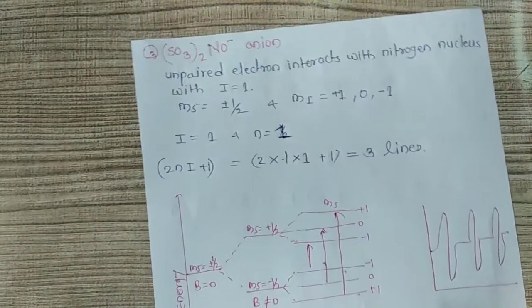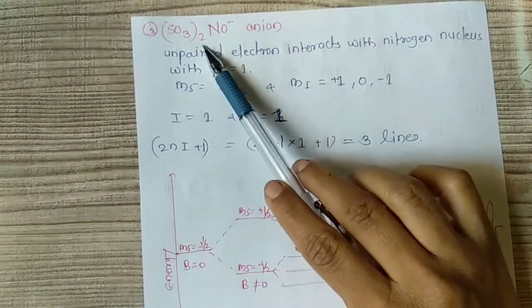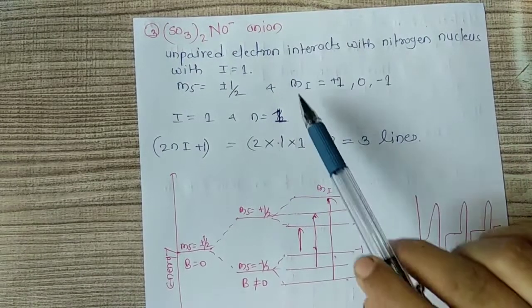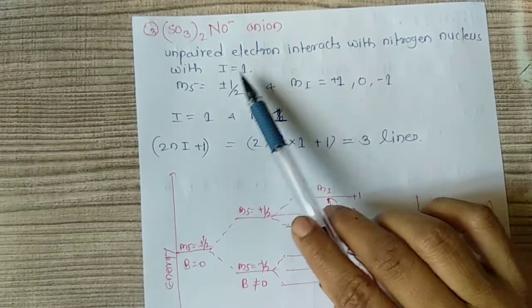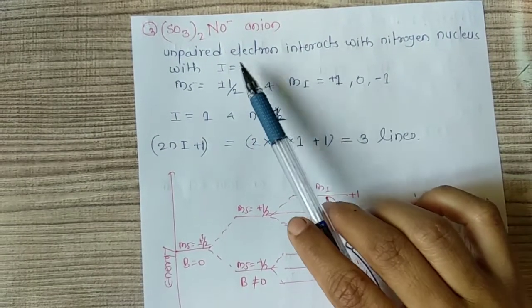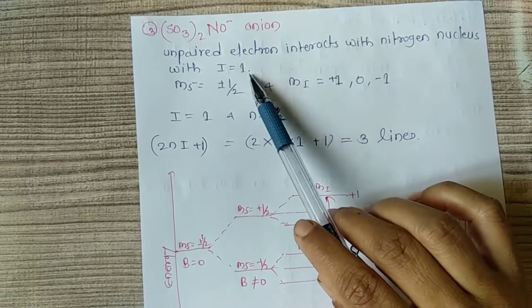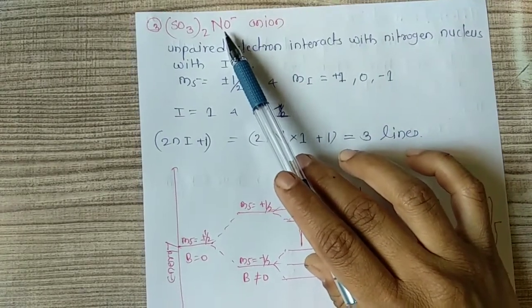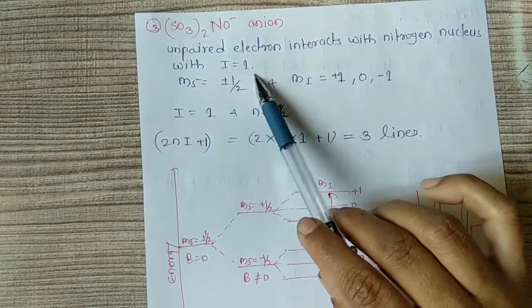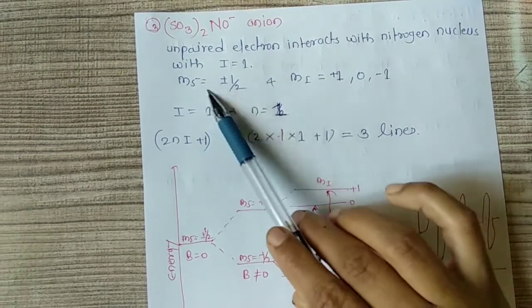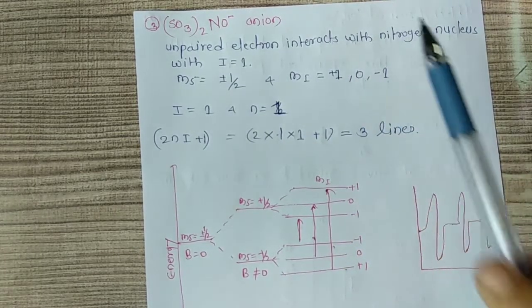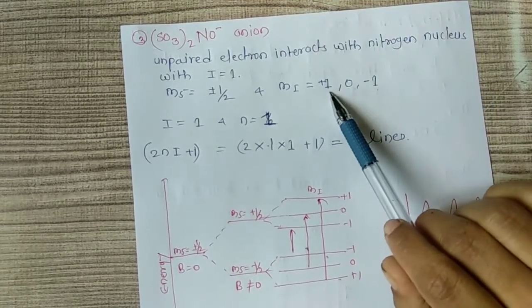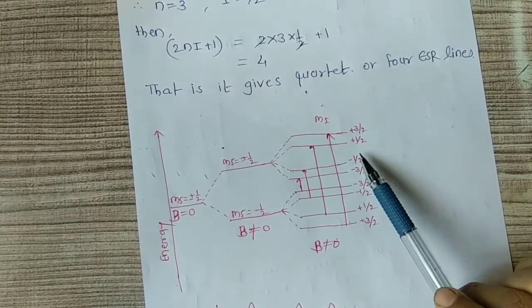The next example of the hyperfine structure is the SO3 2- NO minus anion. The unpaired electron interacts with the nitrogen nucleus with I is equal to 1. Here the spin for nitrogen is 1. Which is the active radical here, and which atom? Nitrogen, and its spin is 1, and Ms is equal to plus minus half and MI is equal to plus 1, 0 and minus 1.